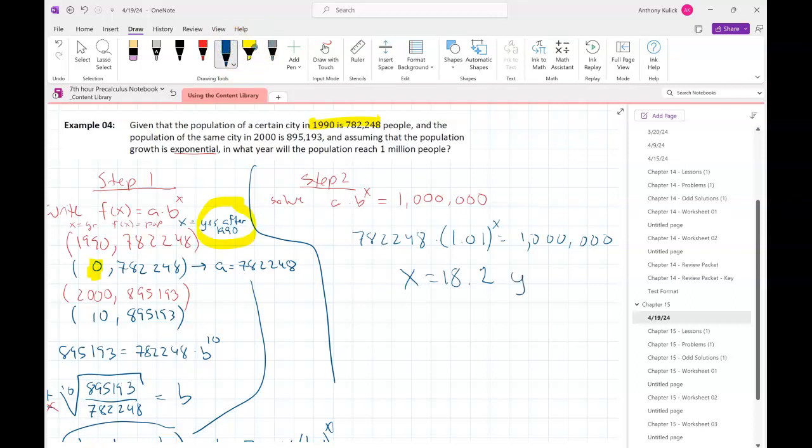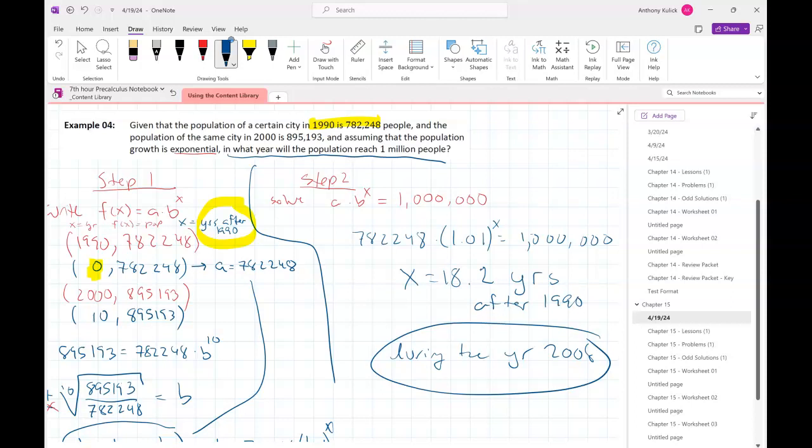Years after 1990, right? Now, what does the question ask for? In what year will the population reach 1 million people? So if the answer is 18.2 years after 1990, what year should I write here? During the year 2008, right? Probably sometime in the spring of 2008, since it's 18.2, within the first quarter of the year. Everybody agree?